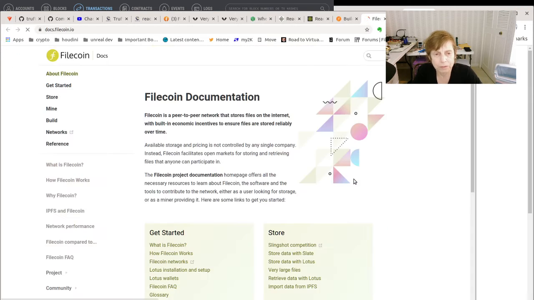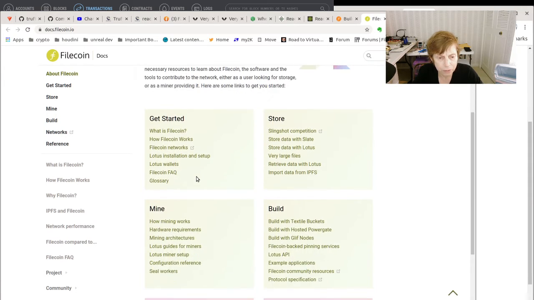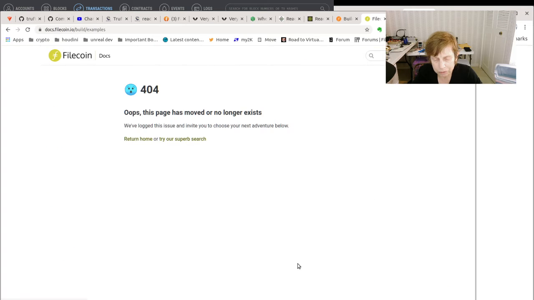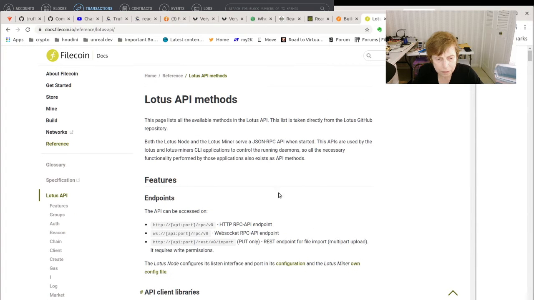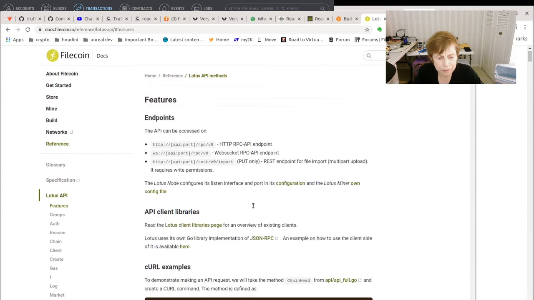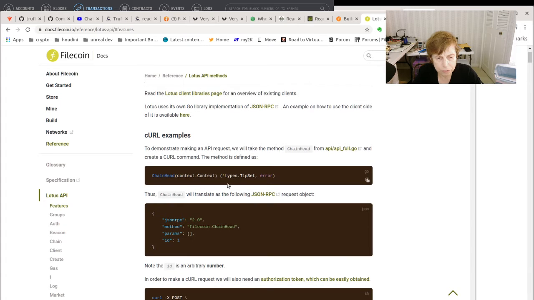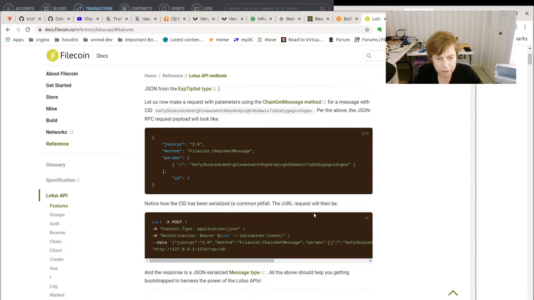So let's have a look here. So you can see they have the full documentation. I believe they have, so what is Filecoin? Let's see, mining, build, example application. So let's, it does not exist. Lotus API. So all the methods, and you can use curl to see.